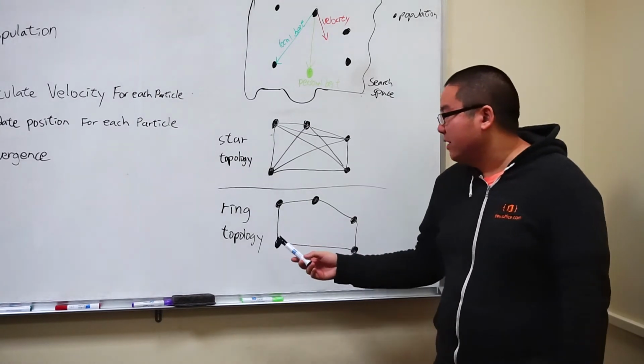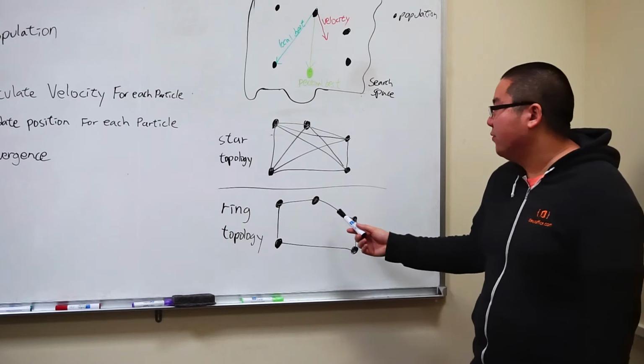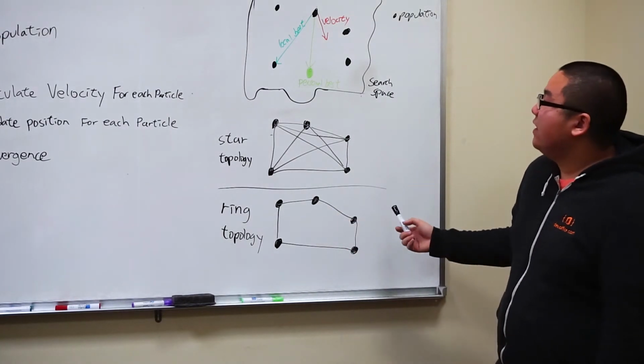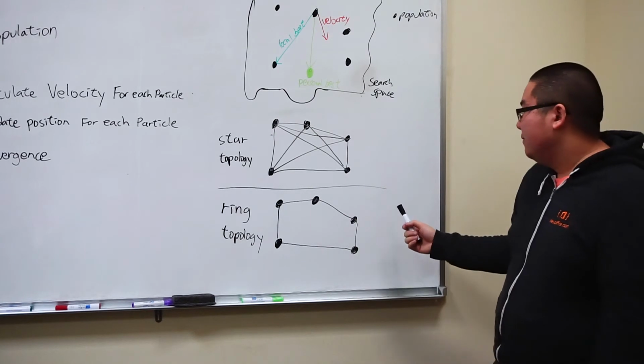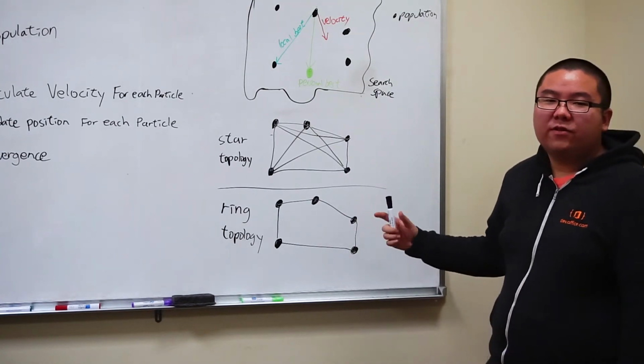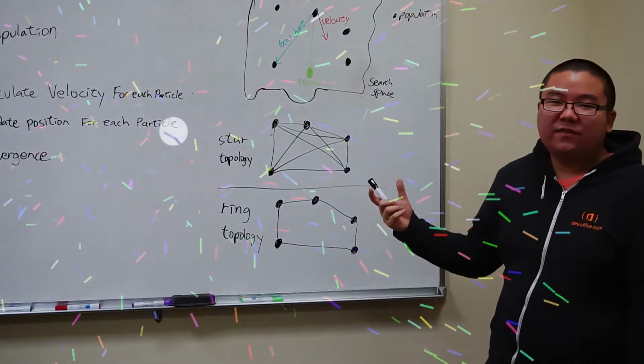The second type of topology is the ring topology. In this case, each particle is only connected to two other particles. So when trying to find the local best particle, each particle will only influence itself and its two neighboring particles. And here is a visualization of how particles can swarm towards a good solution over time.